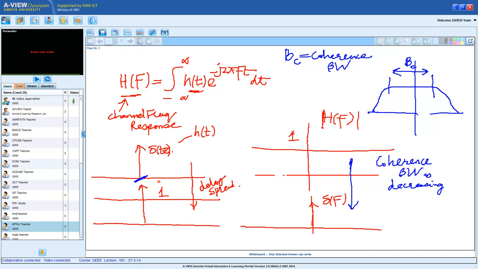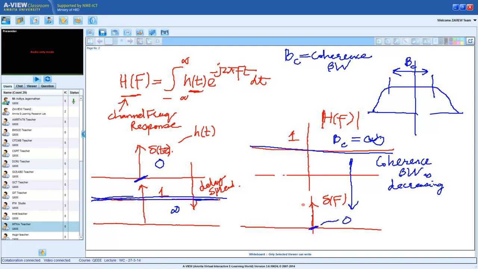For an impulse, what is the delay spread? For an impulse, delay spread is 0. What is the coherence bandwidth for this impulse? The coherence bandwidth is infinity, because it is flat over the entire frequency. On the other hand, if it is flat over the entire time, what is the delay spread? Delay spread is infinity, while the coherence bandwidth, delta f, is 0.